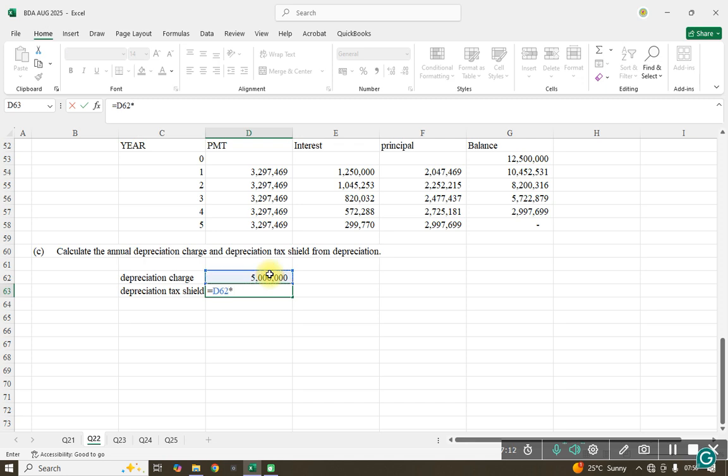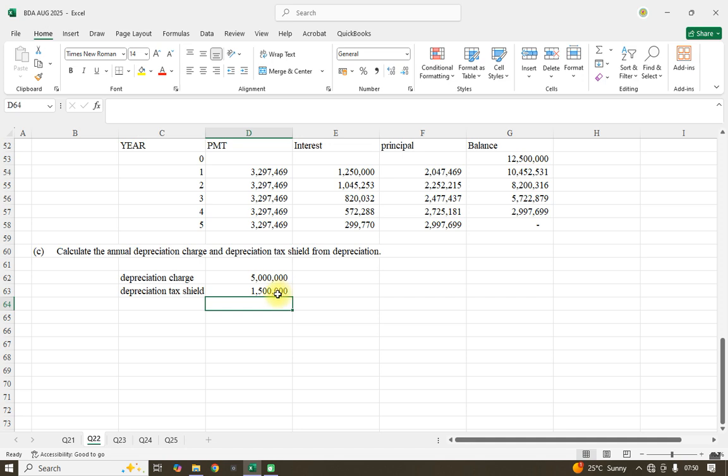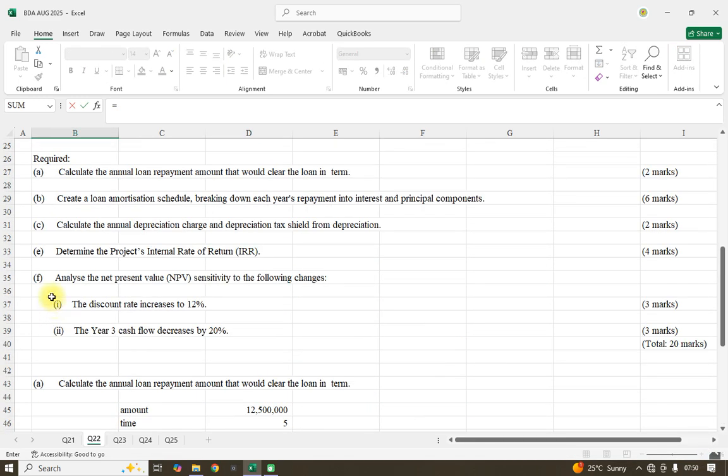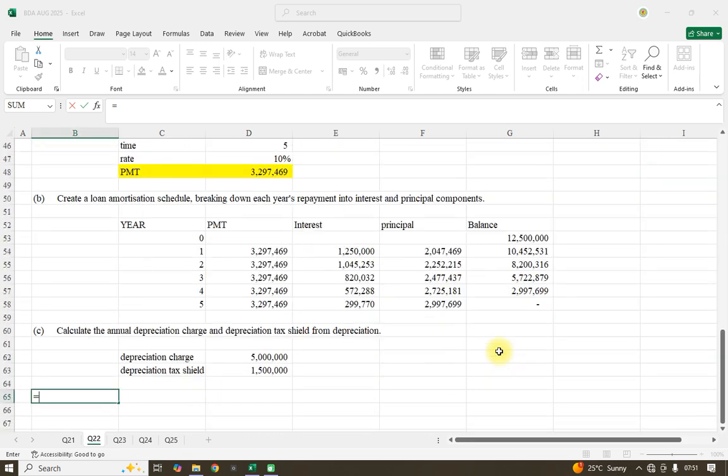Savings on depreciation by 30%. The tax shield, yeah, this will be the tax shield, and this will be the depreciation charge, and the tax shield. And the number D of this, number C. Okay, so it is going to determine the project internal rate of return. So we continue. That was part C.